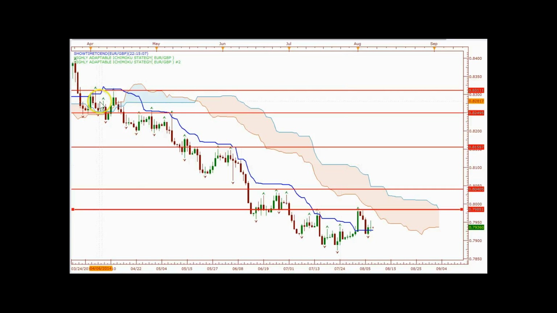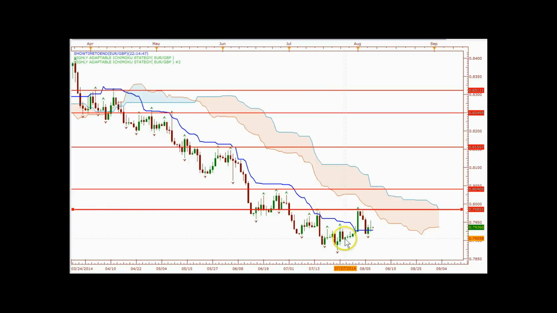So the market goes, we made a fractal high, the market goes down, never comes back to break that level. Made the fractal here, market moves down, never came back to break that level. Moves down, makes a fractal here, never came back to break that level. Moves down, makes a fractal, never came back to break that level. Moves down, makes a fractal.